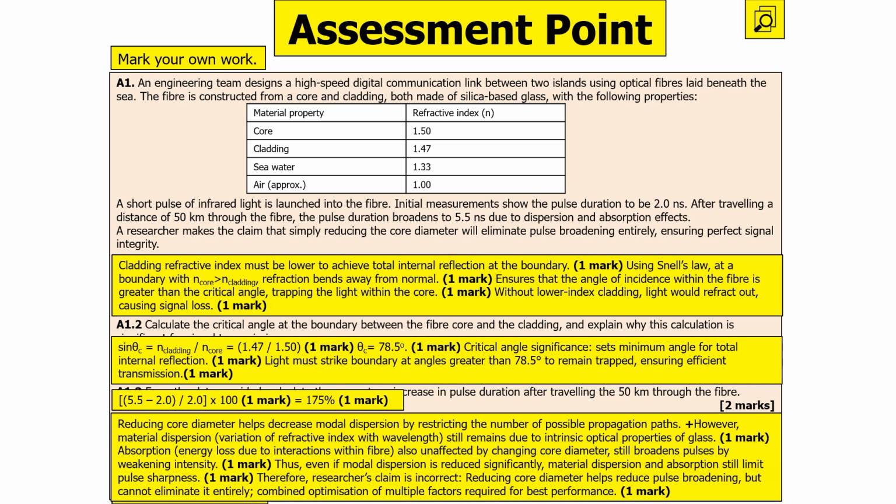Next, we know reducing the core diameter helps decrease modal dispersion by restricting the number of possible paths. However, material dispersion still remains due to the properties of the glass. Absorption is also unaffected by changing core diameter, so it still broadens the pulse by weakening the intensity. Thus, even if the modal dispersion is reduced significantly, material dispersion and absorption still limit how sharp the pulse is. So the researcher's claim is incorrect. Reducing the diameter does help reduce pulse broadening, but can't eliminate it entirely. You need to combine the optimization of multiple factors to get the best performance.